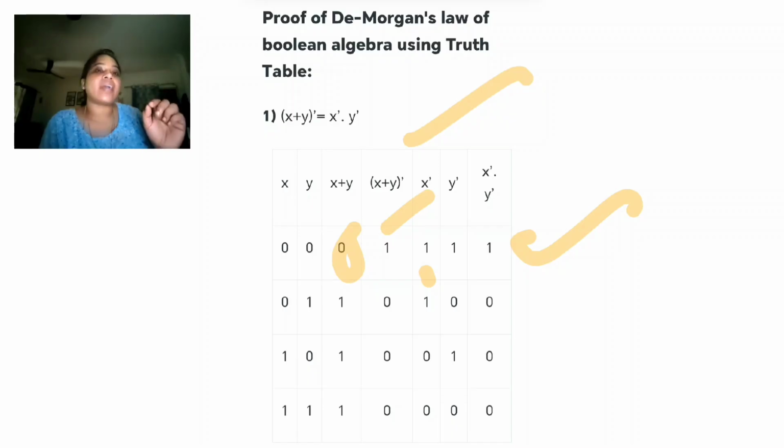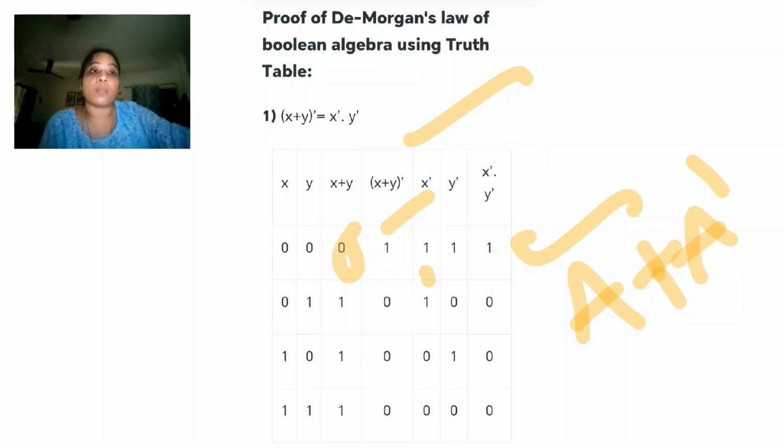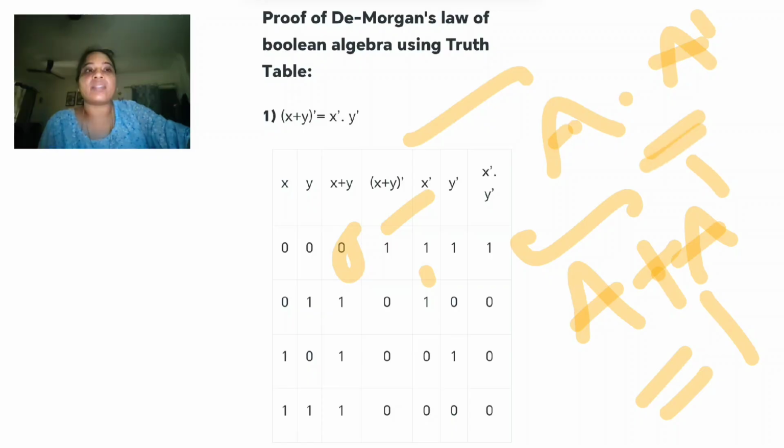So x dash plus a plus a dash. This is your complement law. We can memorize this: a plus a dash, we can get the value 1. Similarly, next we consider a dot a dash. We can get the answer 0. This is the complement rule. We can apply it in the De Morgan theorems.